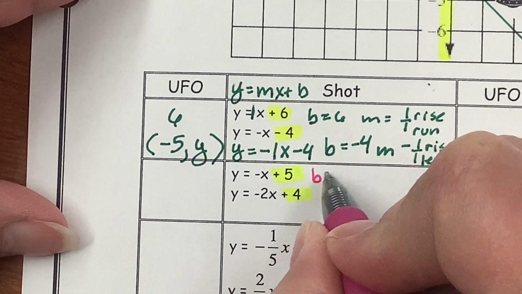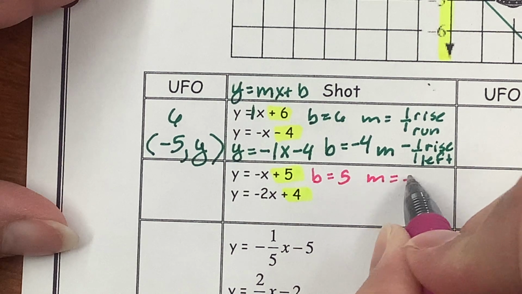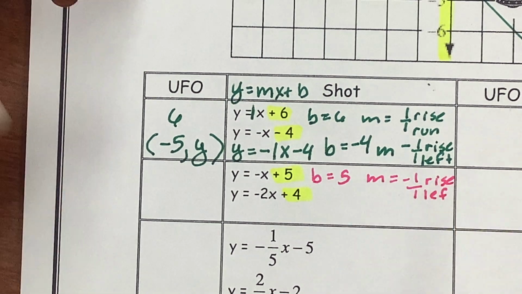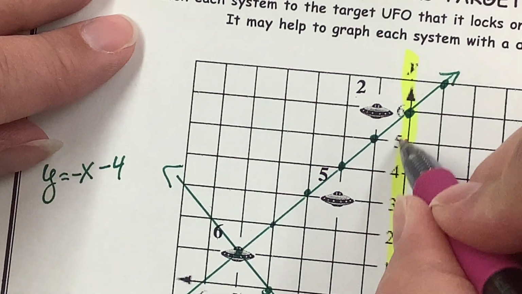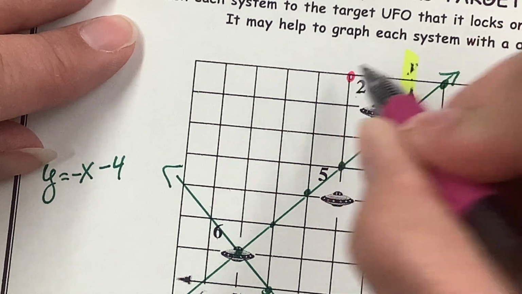And this is gonna be B equals 5, and then the M here is -1 over 1. So we just did that. You rise 1, and you're gonna go left 1. So I start at +5, and I go rise 1, left 1. Rise 1, left 1. Rise 1, left 1. And I know what you're thinking.